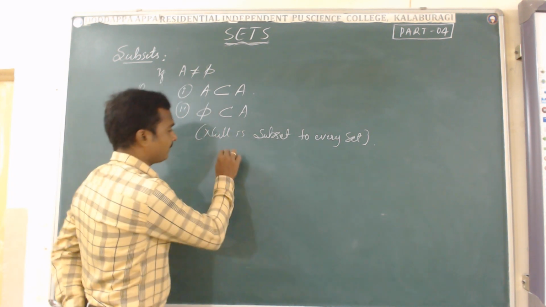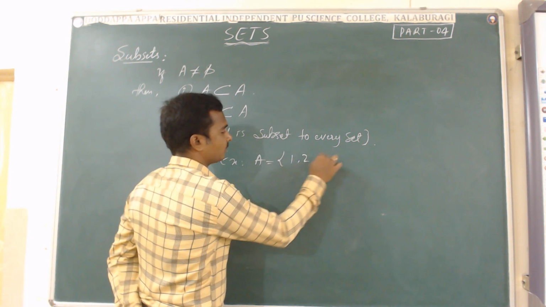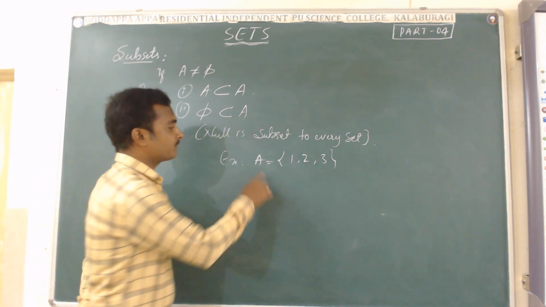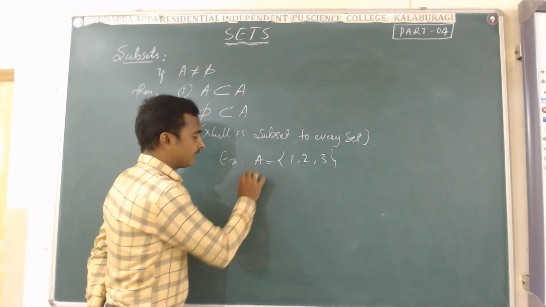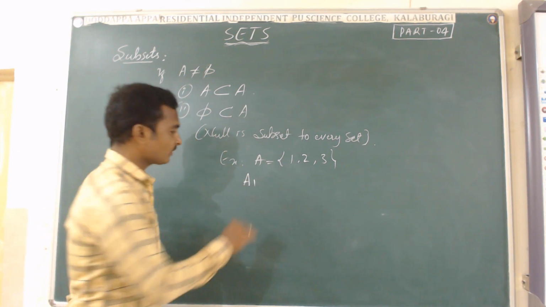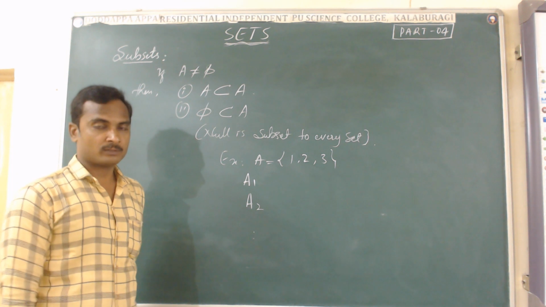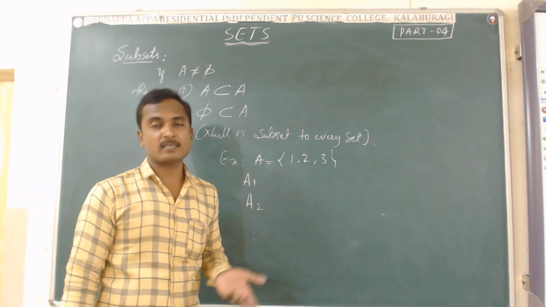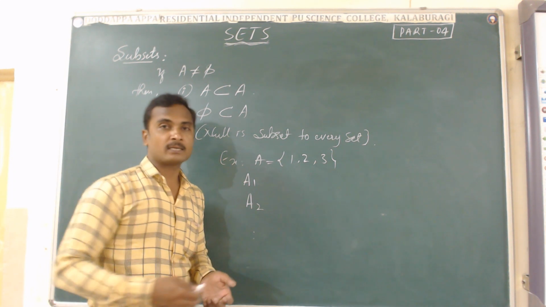For example, if a set A is given to be {1, 2, 3}, then the subsets of A are denoted by the letters A1, A2, and so on, right? And how to construct the subsets, how to find the subsets of A, what are the subsets of A? Now you can see here.